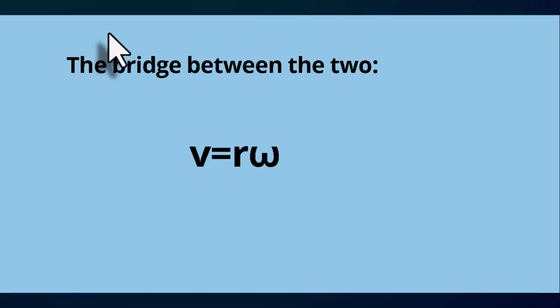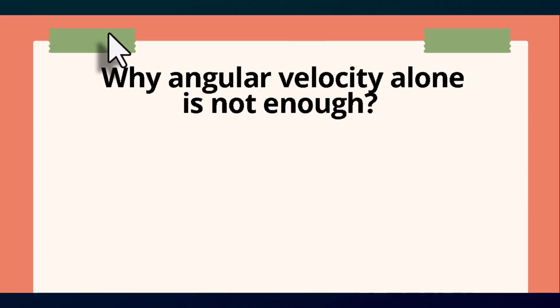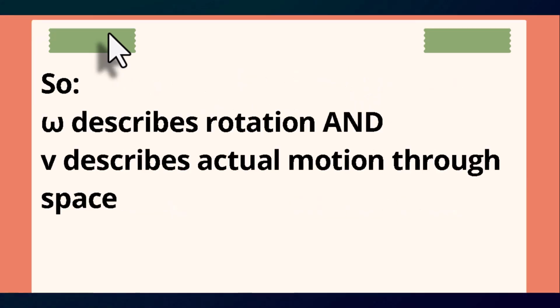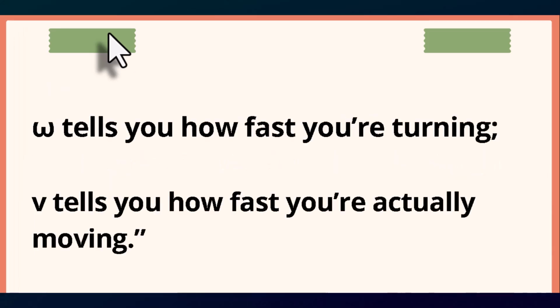So why is angular velocity alone not enough? That's because angular velocity tells you how fast the angle changes, but not how fast the object moves in space. It describes rotation, whereas linear velocity describes actual motion through space. In other words, angular velocity tells you how fast you're turning, linear velocity tells you how fast you are actually moving.